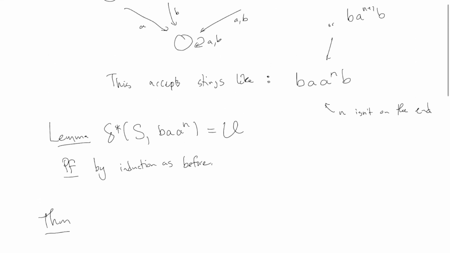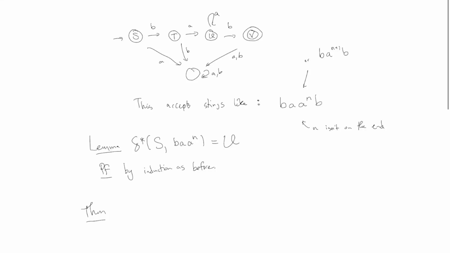Can anyone say in formal terms, what is the actual complete thing that I'm trying to show here? It has to do with delta star of something, something, something equals something. Any thoughts? Yeah? Delta star of U, comma B equals V. This is not what I was going to say, although that is the last step to get from U to V, I think is what he's referring to.